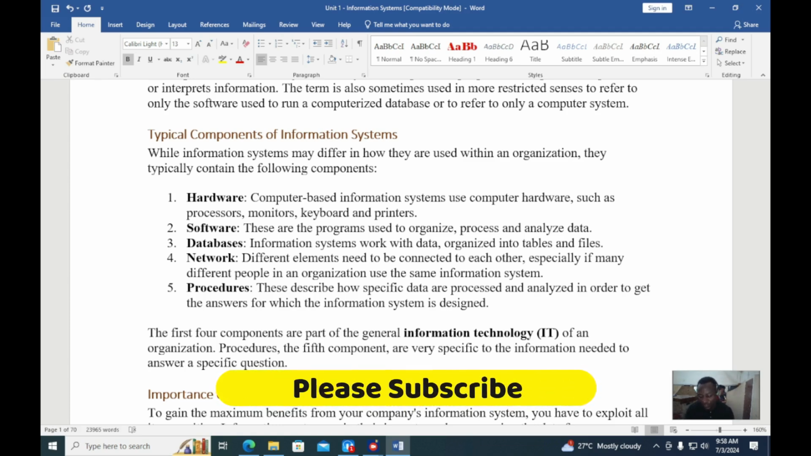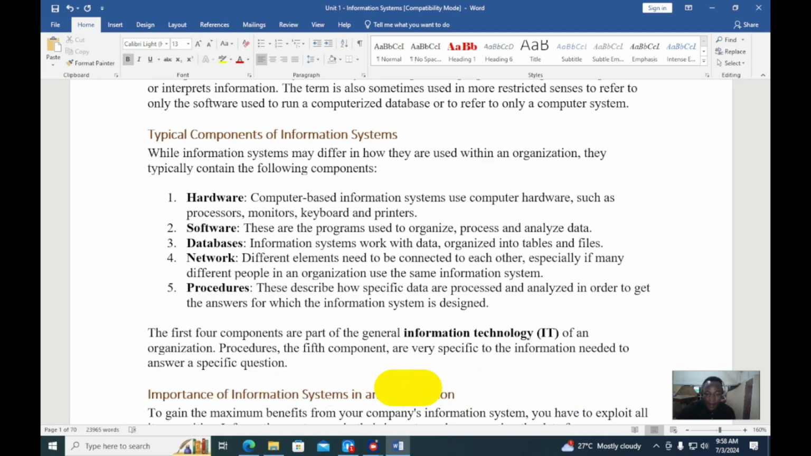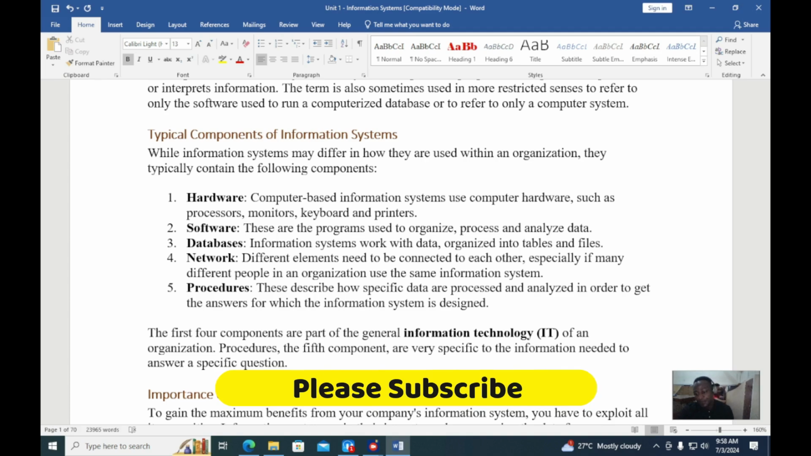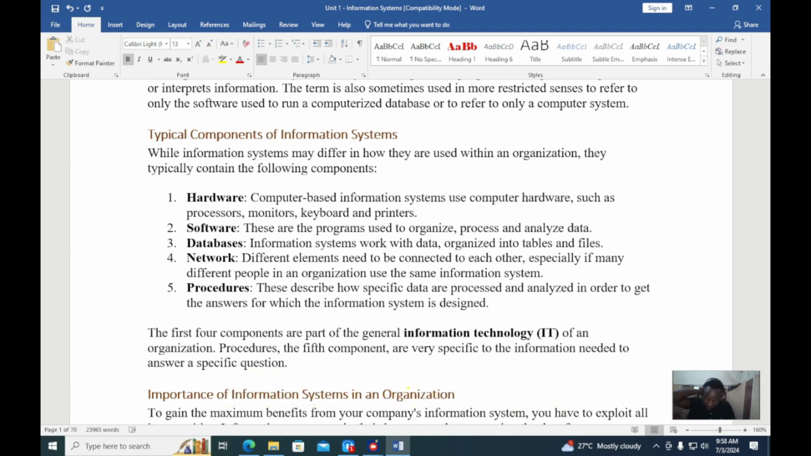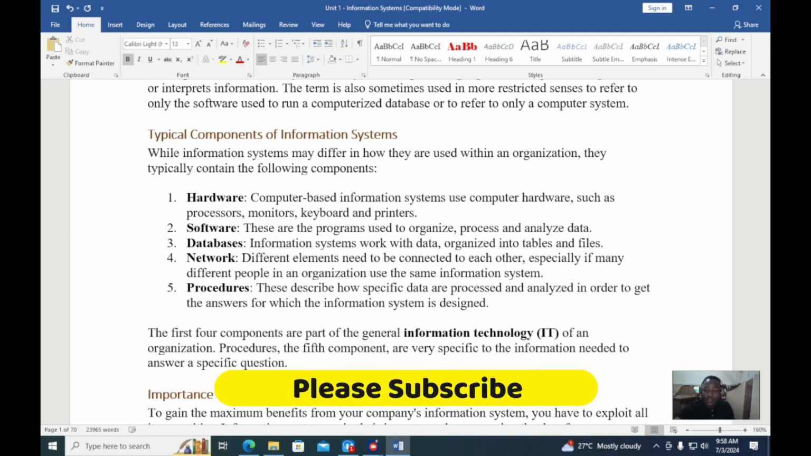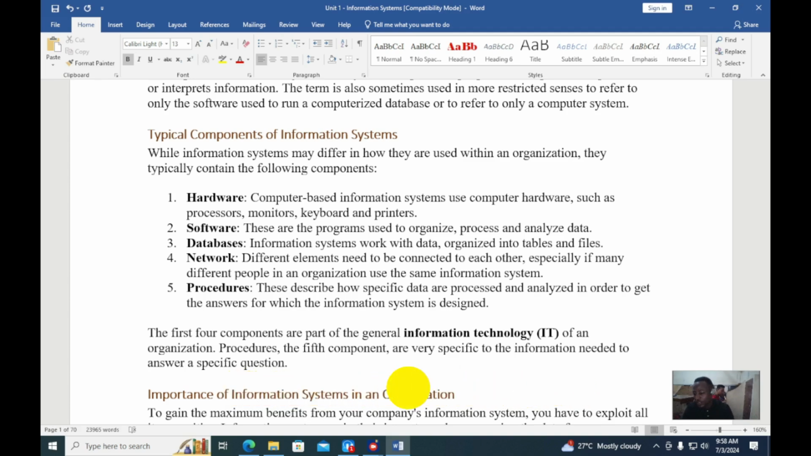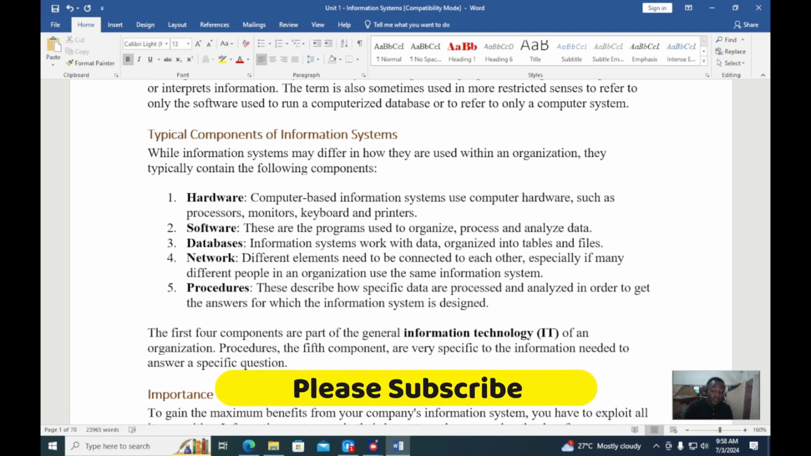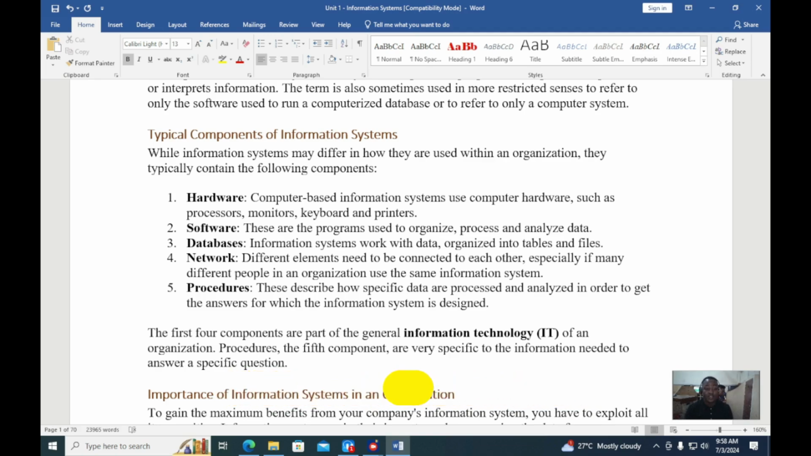The typical components of information systems. We need to understand that different organizations have different information systems. The information system in one organization won't necessarily be the same or made the same way as that of another organization. But in general, all information systems will have the following components.